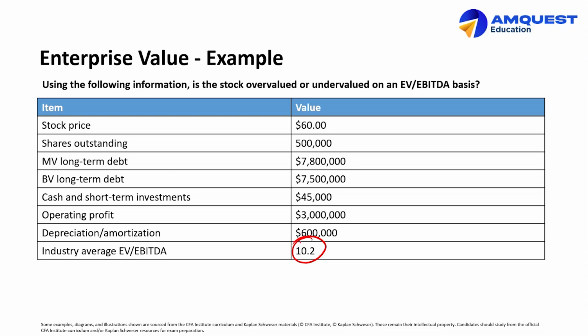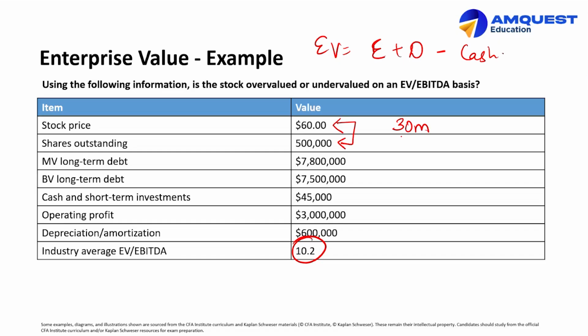ठीक है, तो सबसे पहले एंटरप्राइज वैल्यू निकालते हैं. ईवी का फॉर्मूला इज इक्विटी मार्केट वैल्यू प्लस डेट मार्केट वैल्यू माइनस कैश. सो स्टॉक प्राइस दिया है एंड नंबर ऑफ शेयर्स दिए, तो इन दोनों को वी कैन मल्टीप्लाई. वील गेट द वैल्यू ऑफ इक्विटी. इक्विटी विल बी 30 million.